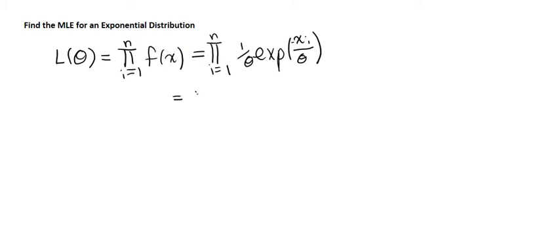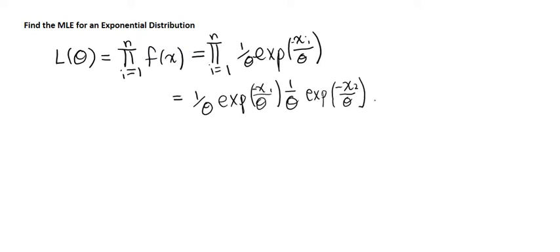This is equivalent to 1 over theta times exp of negative x sub 1 over theta, and 1 over theta times exp of negative x sub 2 over theta, and so on, all the way to the end, where we have negative xn over theta.